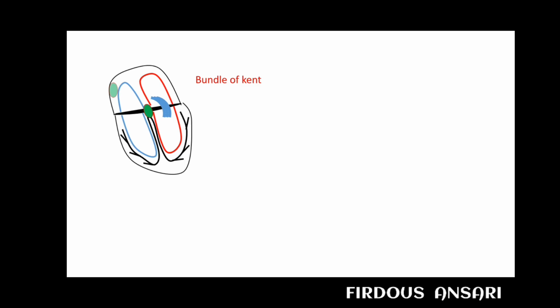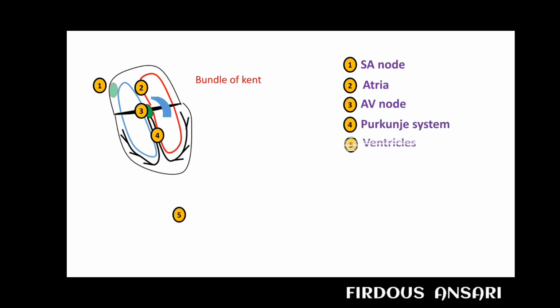So as such, the normal conduction pathway is from the SA node, the impulses are conducted to the atria and then to the AV node, then to the Purkinje system and lastly to the ventricles. This is the normal conduction pathway. But this bundle of Kent is forming an abnormal pathway which leads to cardiac arrhythmias.